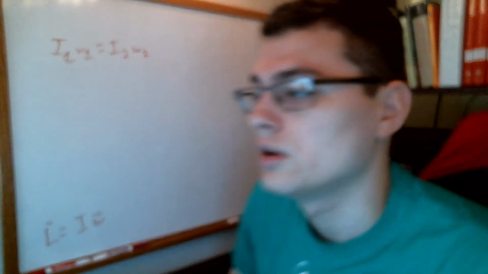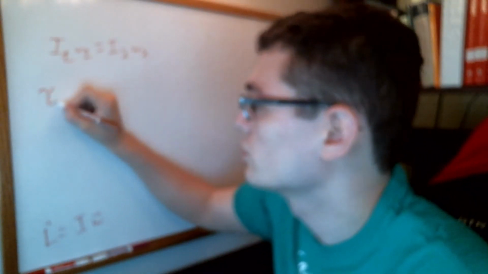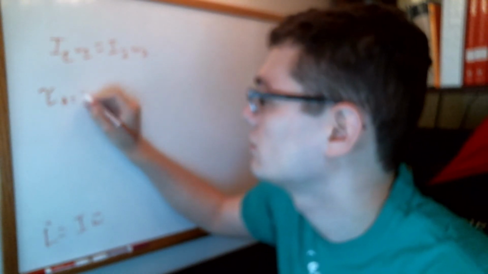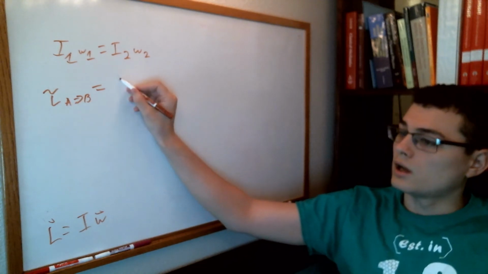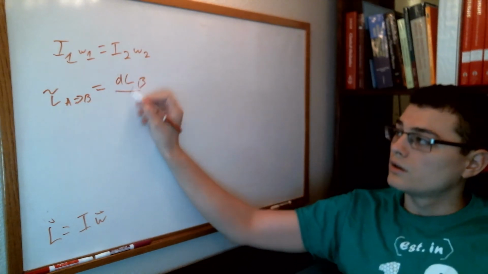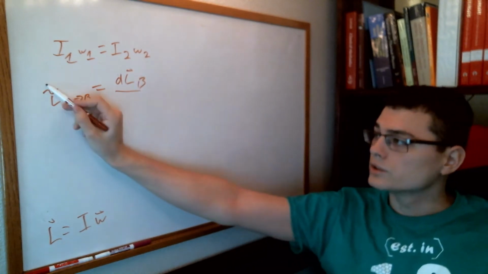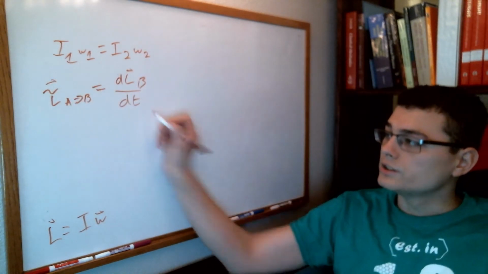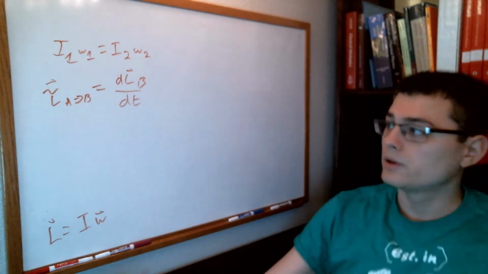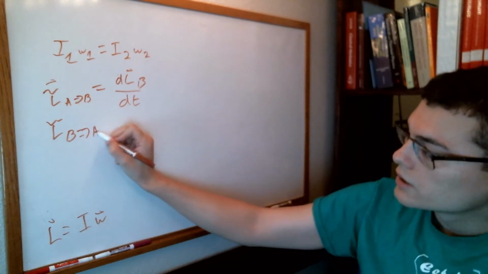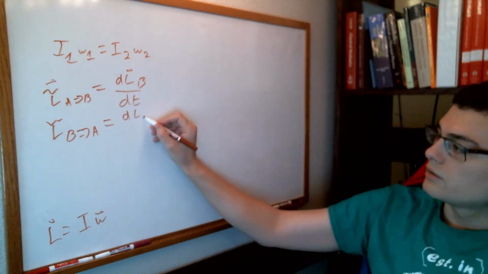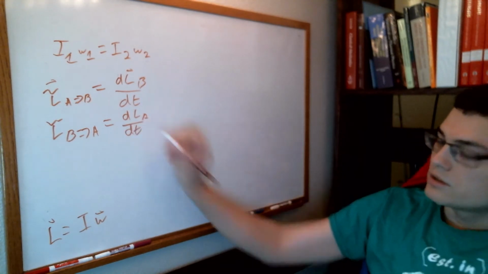We're going to have equations where the torque of A on B is going to be dL_B over dt. This is a vector, and so is this one. And the same is true for the opposite one, where tau B on A is going to be equal to dL_A over dt.